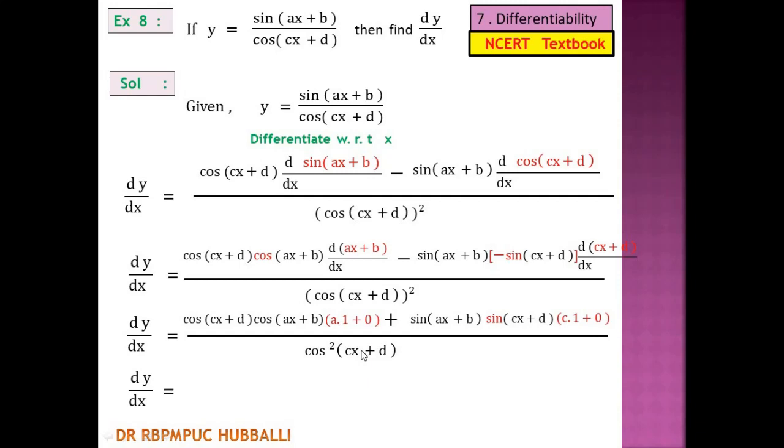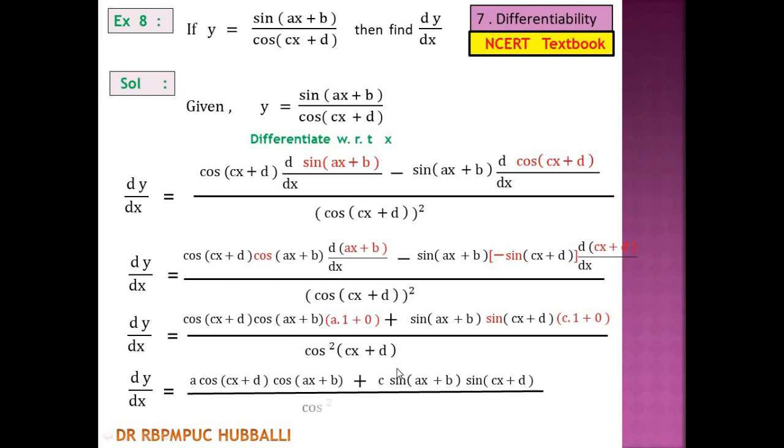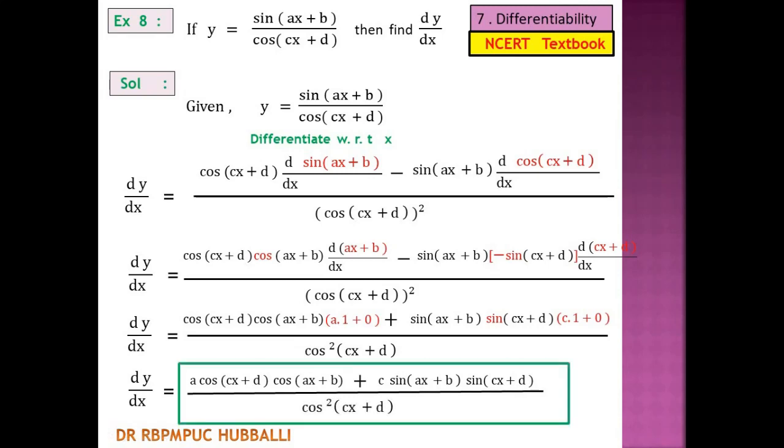So last step, it is a into cos(cx + d) cos(ax + b) plus c into sine(ax + b) sine(cx + d), because c into 1 is c, that is written first, whole divided by cos square (cx + d). So this is the solution for our derivative answer for the given example. I hope you got it.